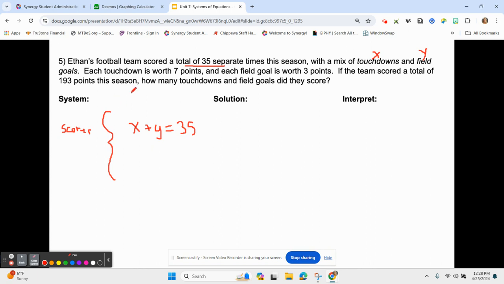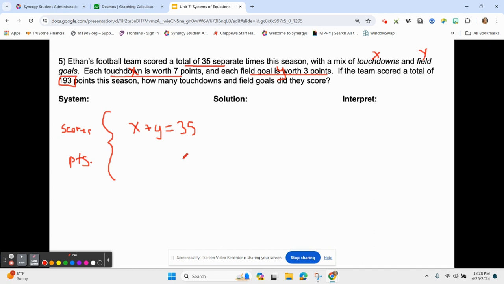Okay, now my second equation talks about the points of each of these. A touchdown is worth 7 points. Every X is worth 7. Each field goal is worth 3 points. Each Y is worth 3. Together, their team scored a total of 193 points. So the first equation is about how many scores they had. The second one is how many points they made.